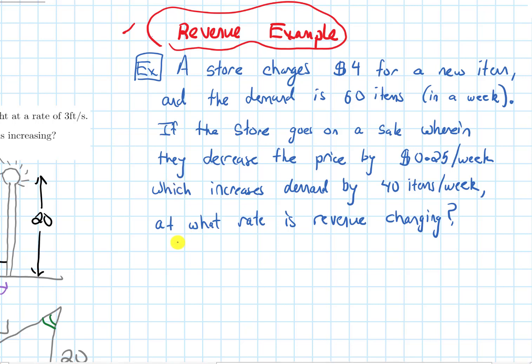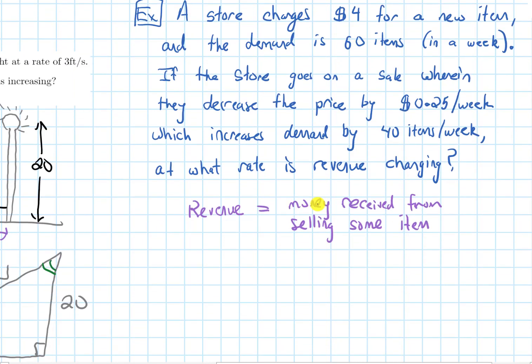So I need to first do a quick overview about revenue. Revenue is the money received from selling some item. It's just the overall money received from selling some item. It doesn't take into account cost, so it's not profit. Profit takes into account revenue as well as cost. It'll subtract the two. So if I want to figure out the money that we receive from selling some item, this is going to be the price of the item times the quantity that is sold.